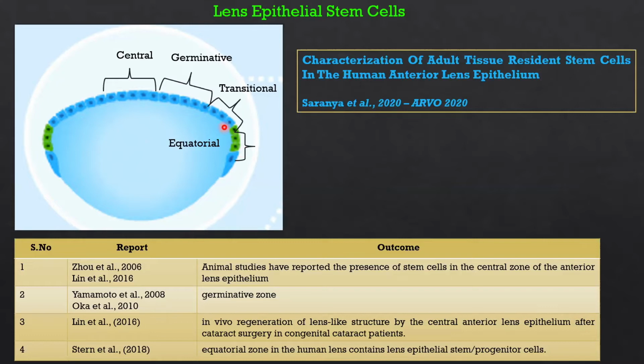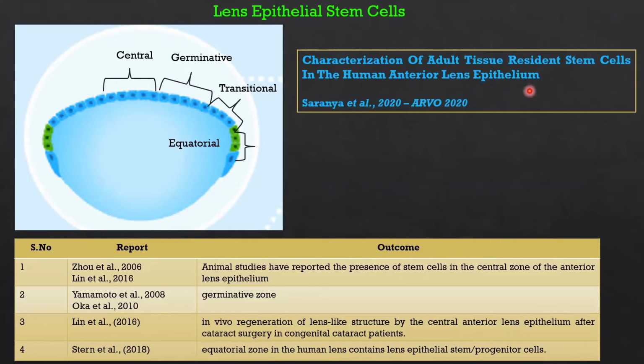So we're characterizing it currently, but there were previous studies and there were so many controversies. There were people who claim that the central zone consists of the stem cells, and there was one group debating the presence of stem cells in the equatorial zone. So where are the stem cells present? We do not know. So we are trying to look into the location, and my colleague has identified the stem cells in the central zone of the anterior lens epithelium. So I have also attached the title of her abstract here.